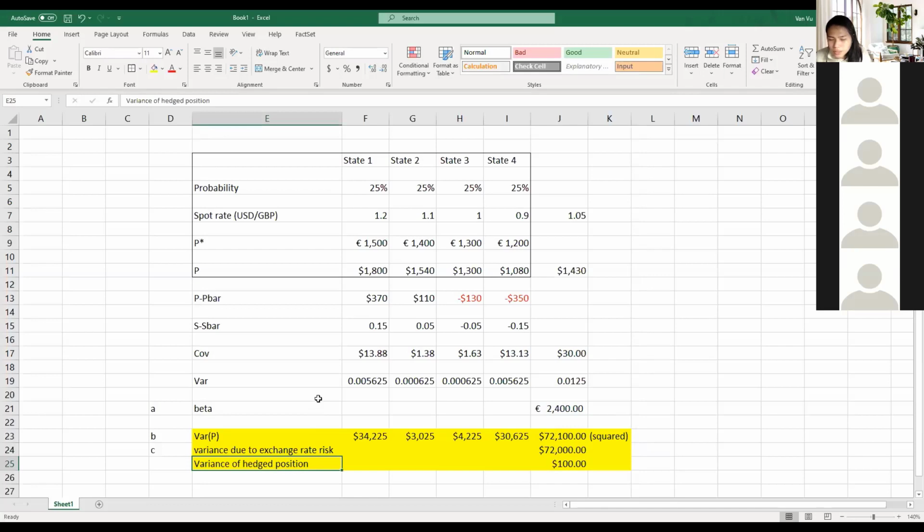So the variance of the hedge position is simply the difference between the total variance and the variance due to the exchange rate risk. So in this case, I'm taking these two numbers and subtracting one from the other. What I find here is that the variance of the hedge position becomes very small afterwards. So after hedging, the variance is quite small.